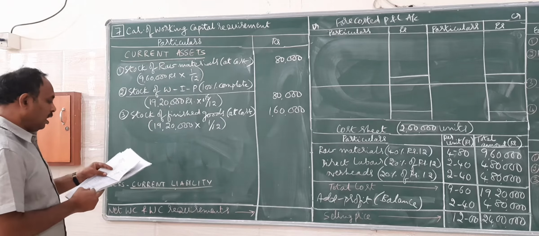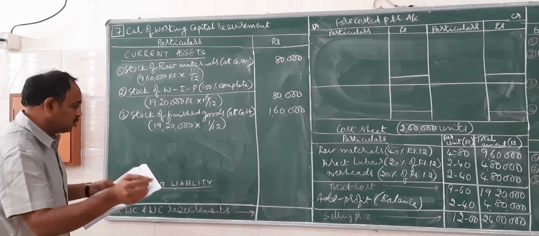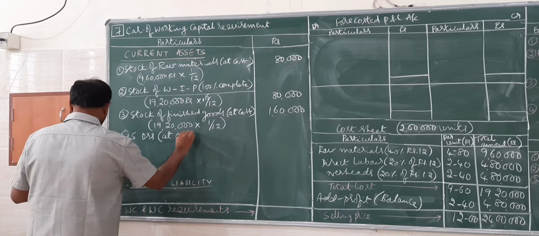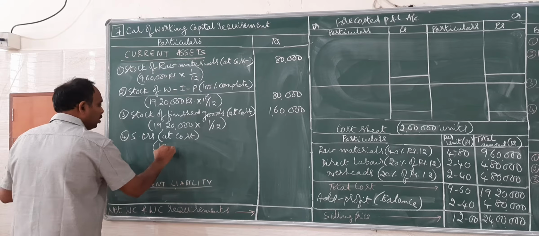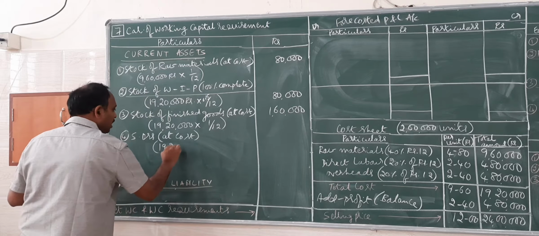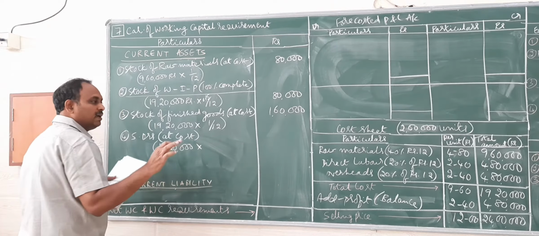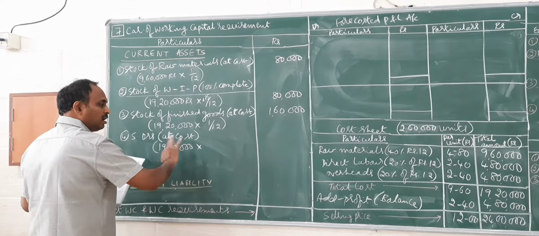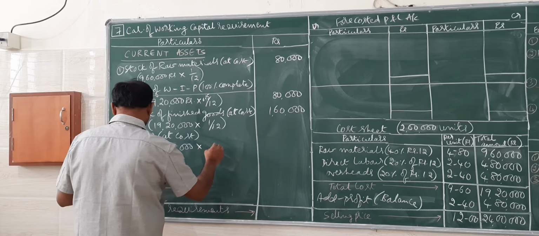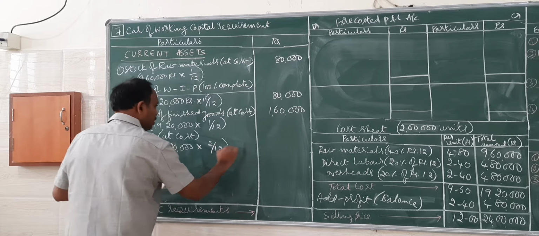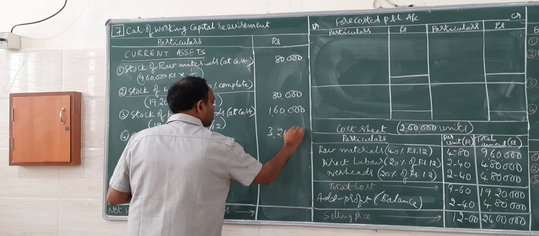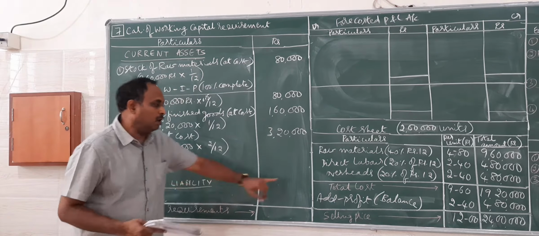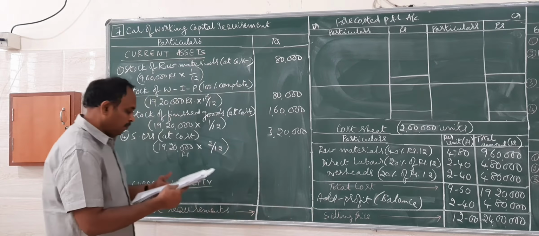Next, credit allowed to debtors is given as 2 months. So sundry debtors is a current asset. Nothing is stored, so we will do it at cost. At cost again I will go for total cost, 19,20,000, assuming the entire sales is on credit basis. The entire production is sold on credit, so I am taking the total cost for that. For 2 months it becomes 3,20,000. It is on 19,20,000 for 2 months, 3,20,000. We are doing it on cost price, not on the selling price.